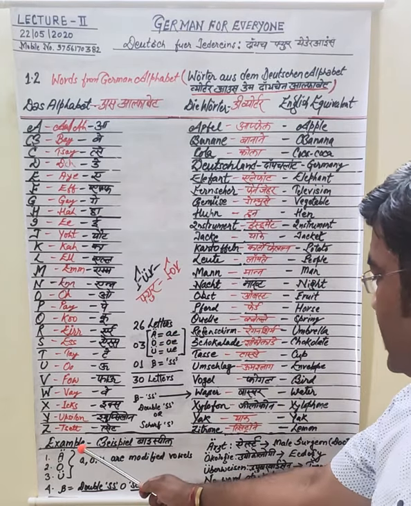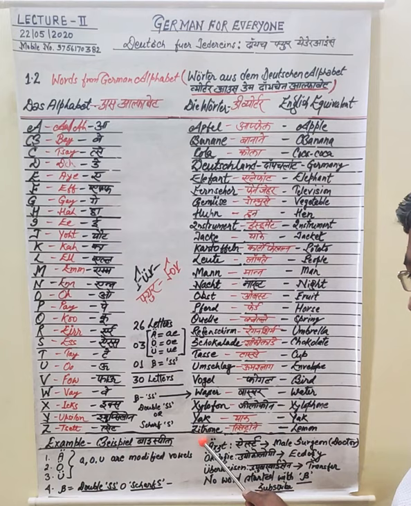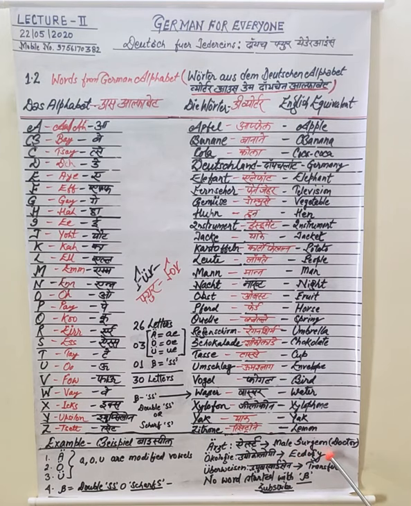Now, these are some examples of these letters. The words started with these modified vowels. Ä, Ärzt, means male surgeon doctor. Ecology, aapne ecology suna hoga, kai logon ne padha bhi hoga ecology. Ö mit Umlaut, Ö, k, o, l, o, g, i, e, Ökologie means ecology. In English, it is called ecology as a subject.